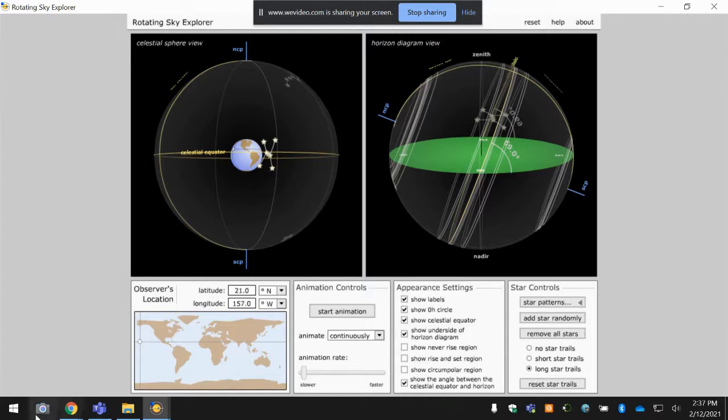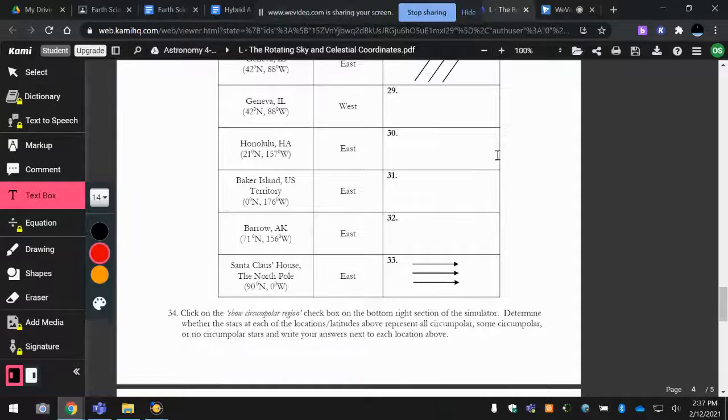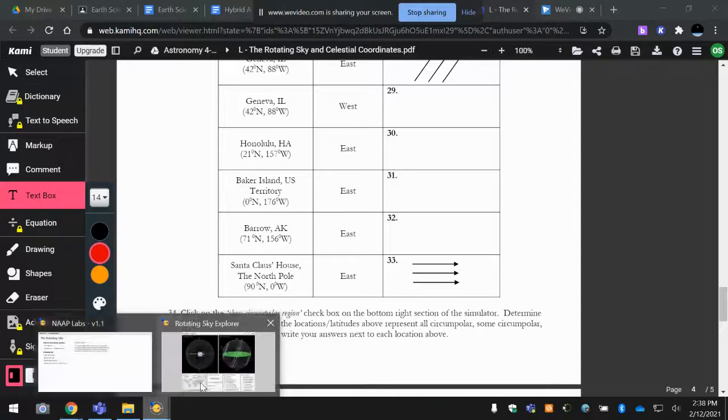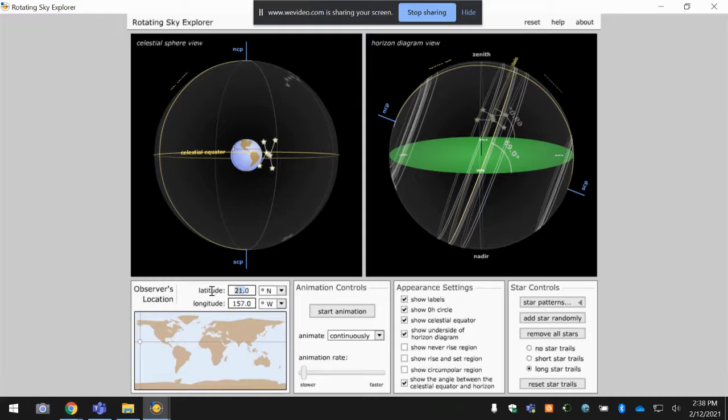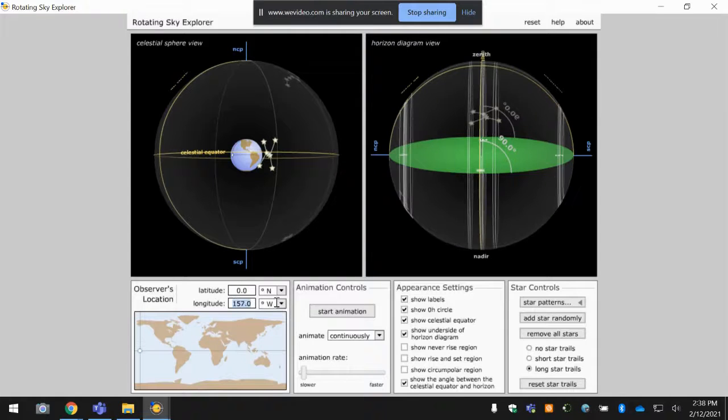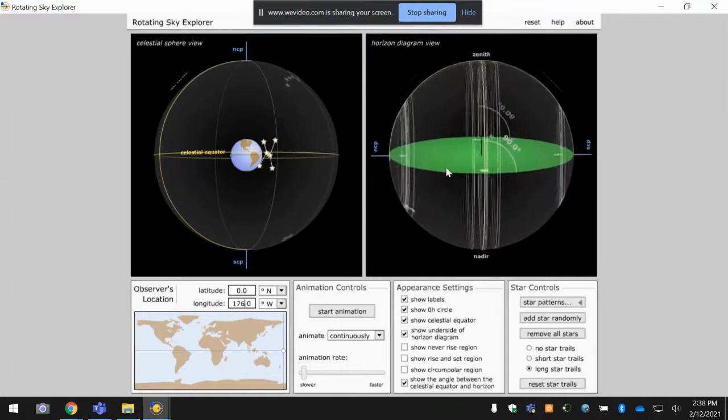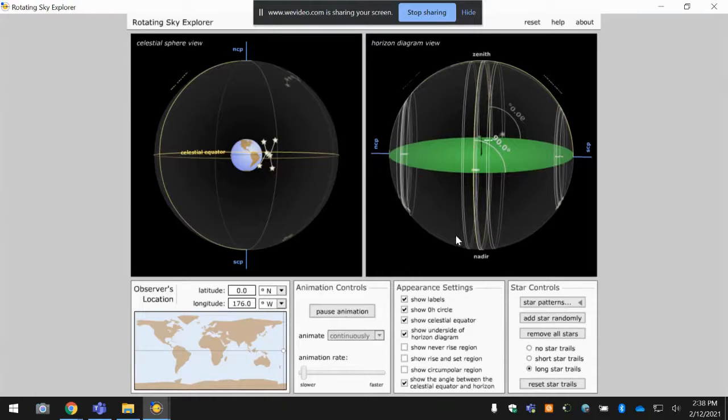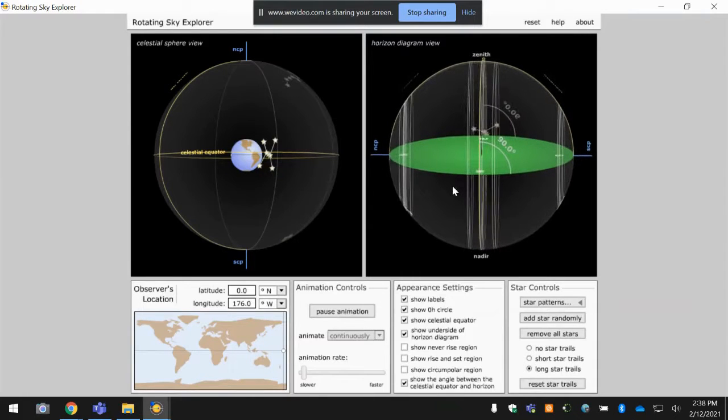The next location, 0 degrees north and 176 west. That's Baker Island on the equator. And at this location, the stars rise directly in the east and go straight upward. And that's very interesting.